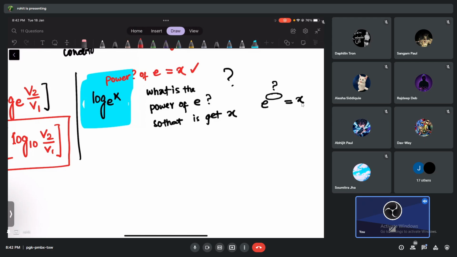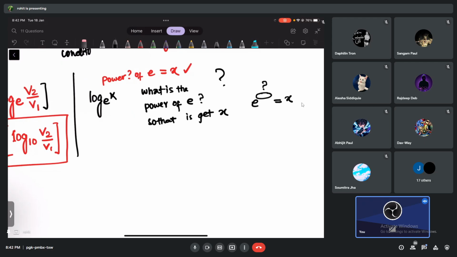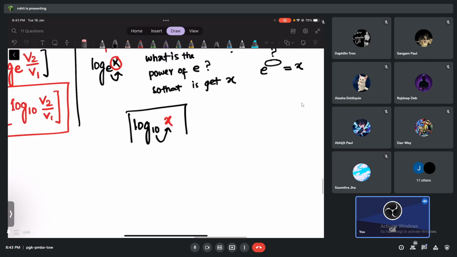Okay, that is what actually I'm asking you. I can ask you another way also. What is the power of 10 so that I get the same number, x? Power of e also will give me x. Power of 10 also can give me x. And this entire thing means, what is the power of 10 so that I get x?